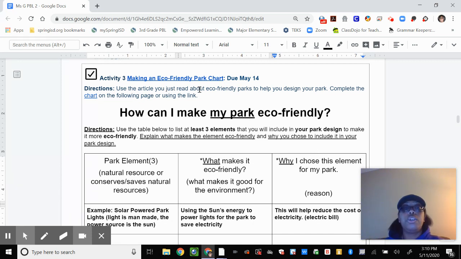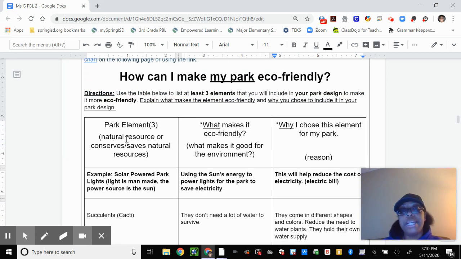So use the article you just read about eco-friendly parks to help you design your park, and then complete the chart. How can I make my park eco-friendly? So this is all about setting up, designing your park. Okay? There are 3 things that you need to accomplish. The first is listing 3 elements that you want to include in your park design. The second is to explain what makes it eco-friendly, and then the last is why you chose that element.